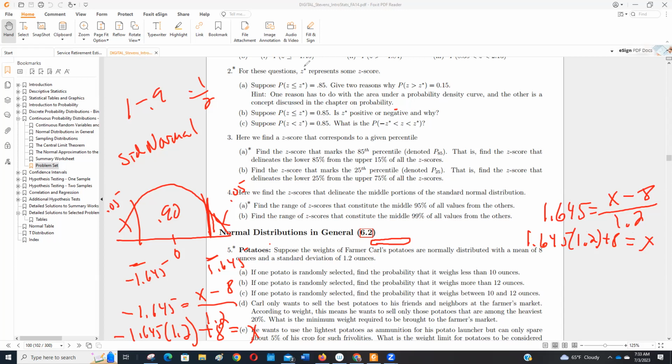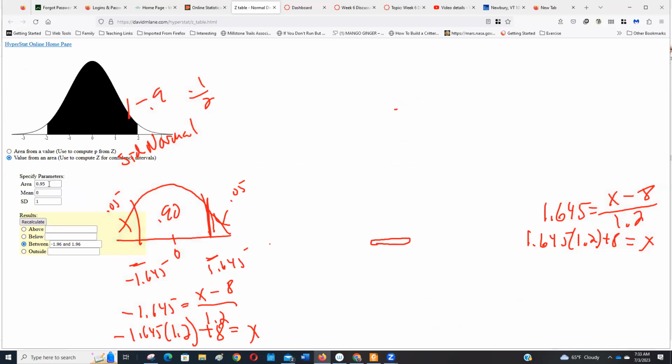If we want to use David Lane, though, here, let me leave these numbers up here. I went to David Lane because we want values. No, we know areas. We know the areas and the middle area is 90%. So I'm going to change this to 0.90 or 0.9. We've got to change it because it's not the standard normal curve now. It's a mean of 8 and a standard deviation of 1. And we want to find the between, and that's what the answer is to this part.